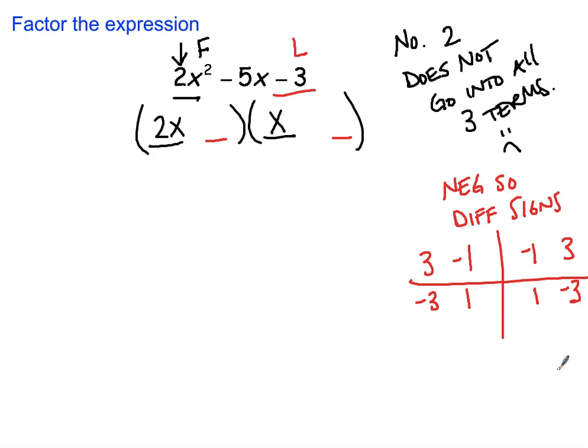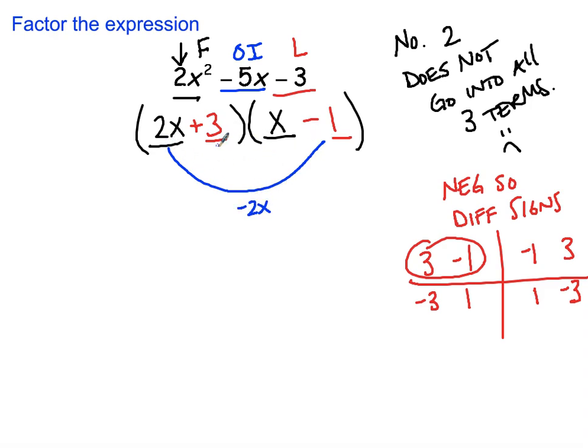So we just try one. Let's try the first combination. Put a +3 here, and put a -1 here. We have to check our outsides and our insides. The outsides and the insides have to make a -5x. So if I look at my outsides, 2x times -1 would be a -2x. The insides would be a 3x. And when we add those up, we get a 1x. And that's not what I want. I want a -5x. So that's no good.